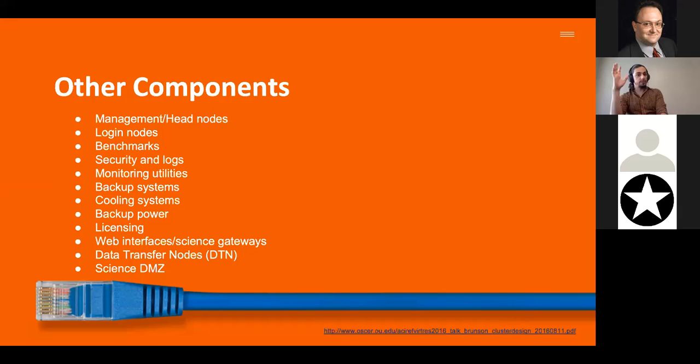This slide includes everything else that we didn't mention above, beyond the general five main components. So, management and head nodes. Sometimes you would have one management/head node in your cluster. In big machines, you would have higher redundancy in these machines, just to make sure that if this thing goes down, your cluster is still up and running.